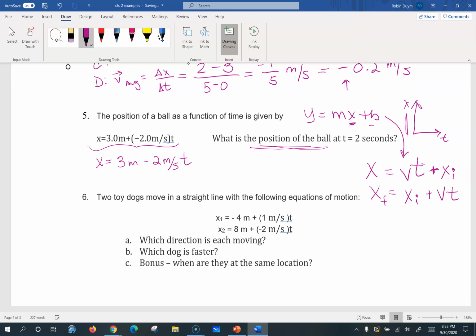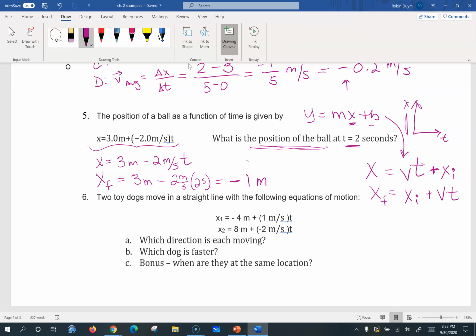So if you want to just find the position at any time, you just plug in this 2 into your t. So the final position will be the starting point. So they're starting 3 meters, and then they're moving to the left at 2 meters per second for 2 seconds. So what that means is that the final answer, if you just crank out that math, you're going to get 3 minus 4, so -1 meter. So it just means that you're going to be 1 meter behind some 0 point.